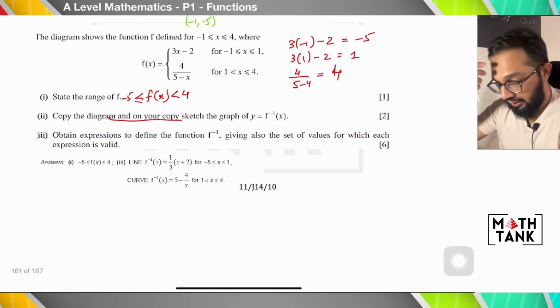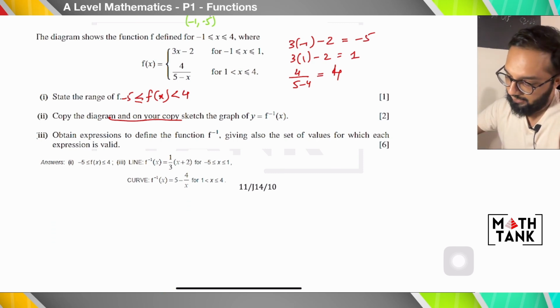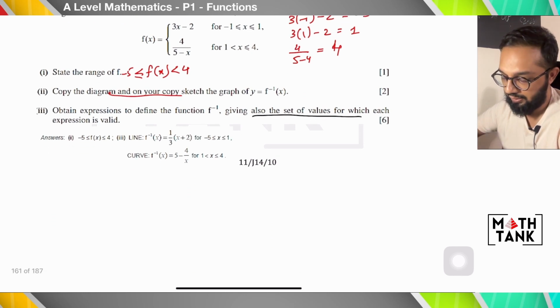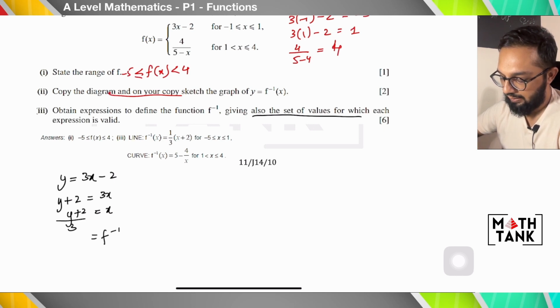Okay, obtain expressions and define the inverse of f, giving also the set of values for which each expression is valid. This is a 6-mark question, so you change the first part first and you say that this inverse becomes 3x equals y plus 2, so x equals y plus 2 over 3. So f inverse of x is made up of x plus 2 over 3. I'm going to write f inverse of x in the same way that I have the normal function, x plus 2 over 3.